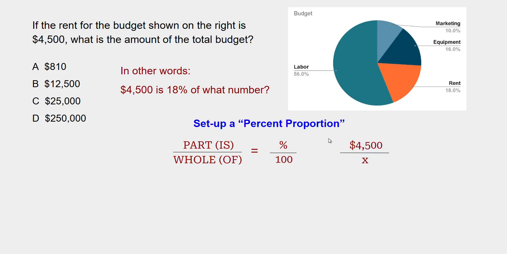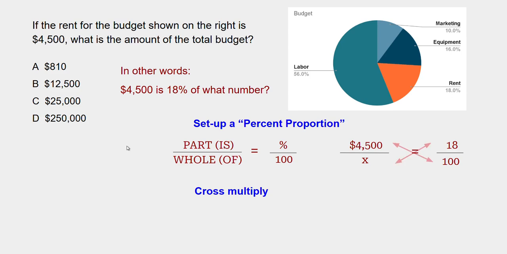4,500 is the part. We are trying to find the whole. So I put an X on the bottom of that side of our proportion, and that is equal to 18% divided by 100. So now we just have to cross multiply and solve as we normally would with a proportion.